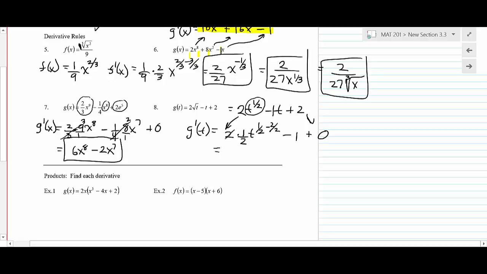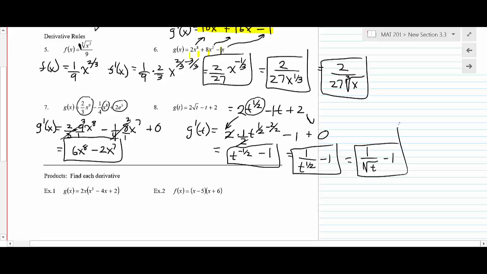So notice the 2's cross out. So that would be t to the negative 1/2 minus 1. Okay, and that would be one way to write the derivative. Second way would be 1 over t to the 1/2 minus 1. And then that could be written as 1 over square root of t minus 1 like that. And that's good enough. There's things you could do. You could get a common denominator and put that together, but you don't have to. Those are just what you need to know to deal with the radicals. All right, so is that going okay?